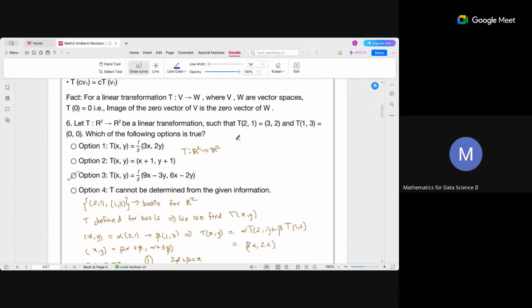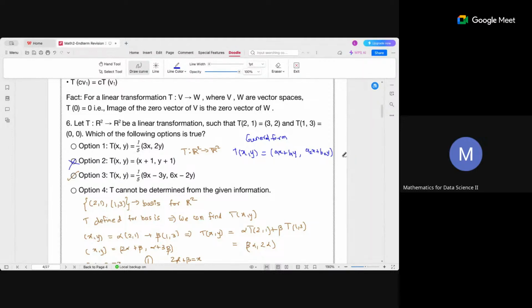T of x comma y is equal to the general format: (a1x plus b1y, a2x plus b2y). So you see that this option is not in this form at all, right? There is a 1 here, right? It is not in this form. So straight away you can say that this option is incorrect.